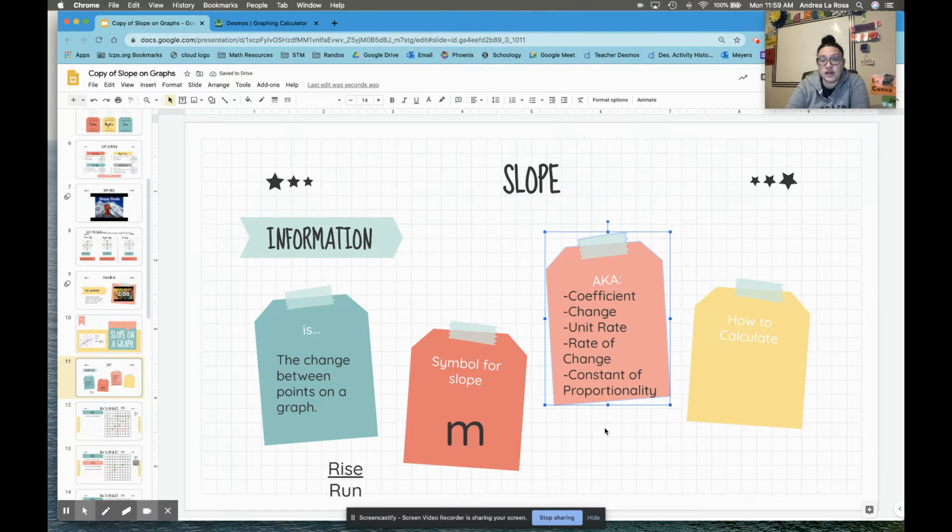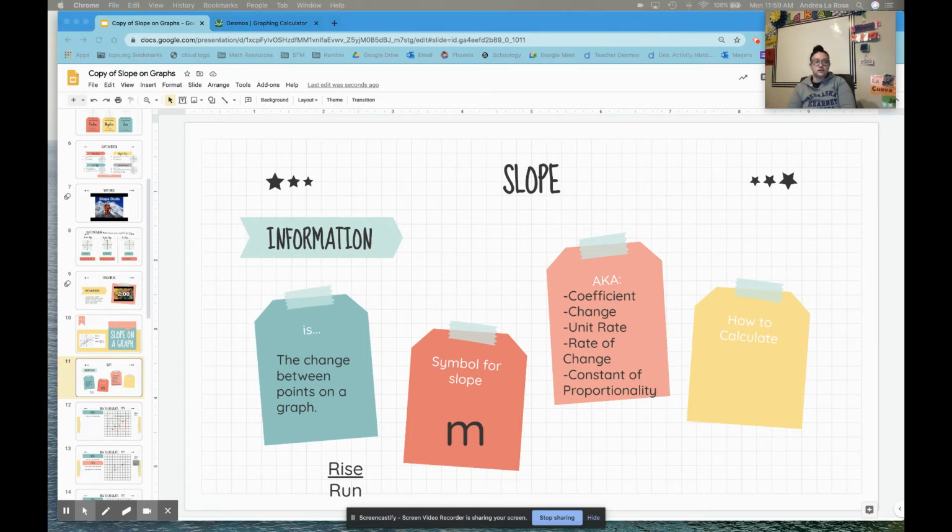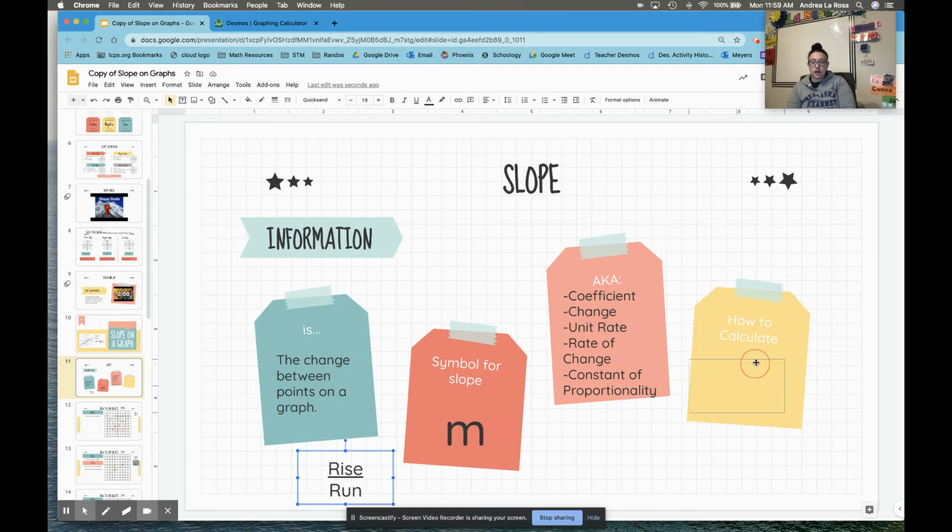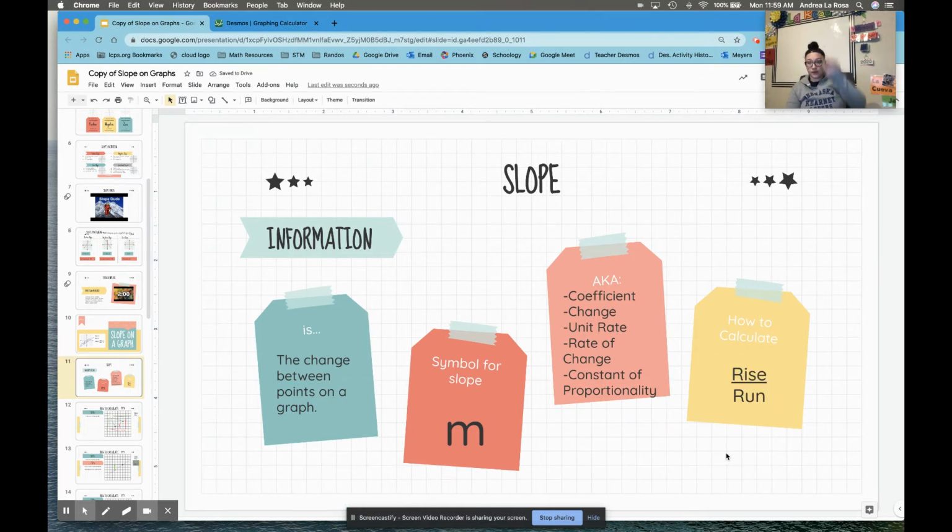Slope is also known as the coefficient, the change, the unit rate, the rate of change, the constant of proportionality, all of those things. All of those things are words that mean you're talking about the slope. And the last one, the way you calculate it, like we talked about a little bit on that last slide, is the rise over the run. How far up and down you go, and then how far to the right you're going to go.